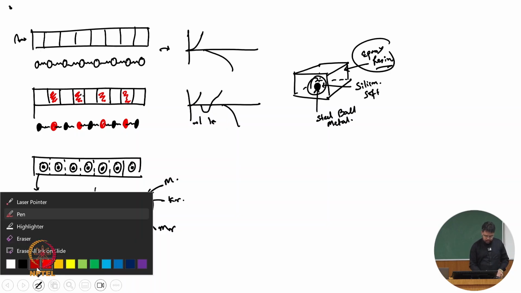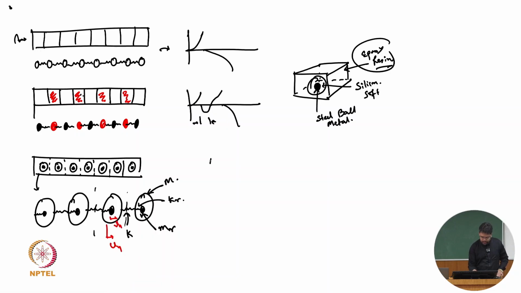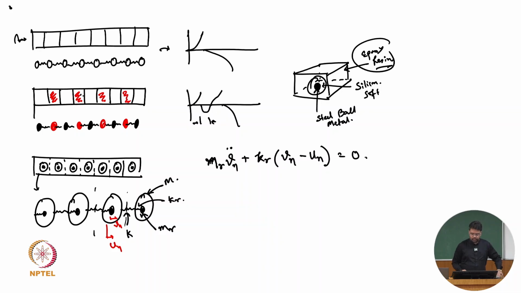So I can write the equation of motion like small mr into Vn double dot plus kr into Vn minus Un, that is equal to 0. Because if we think what is happening here, this is my Un, this is my Vn, this is my mass mr, and this is the stiffness kr. So that will be the equation.